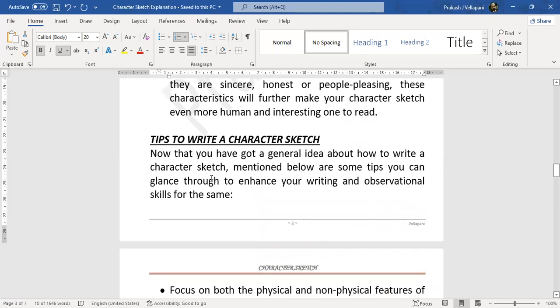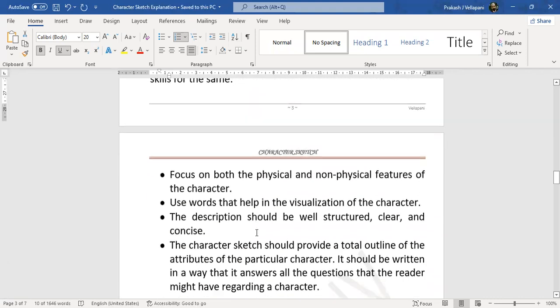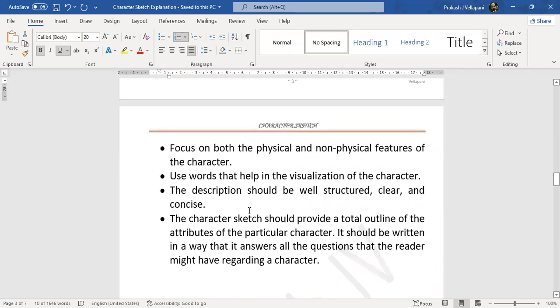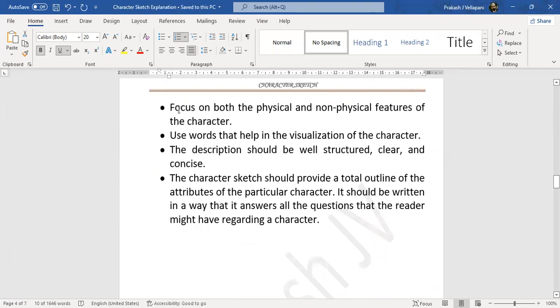Tips on how to write a character sketch. Okay, now since we've already gone through the basic format, what you need to include and what you need to remember when you're writing a character sketch, here are a few tips that will make it easier for you. First and foremost, focus on both physical and non-physical features of the character. That is, the physical features, the overall appearance of your character, and the non-physical features, that is behavioral patterns and personality traits.